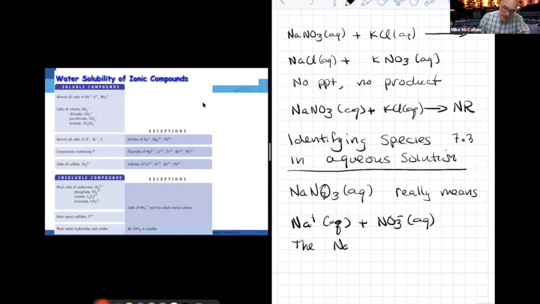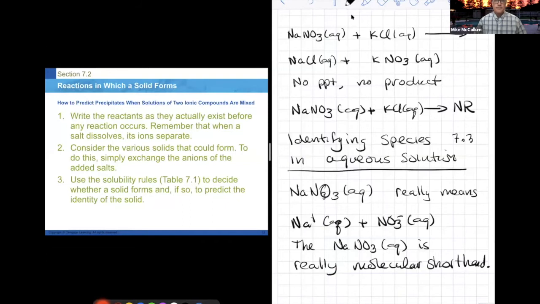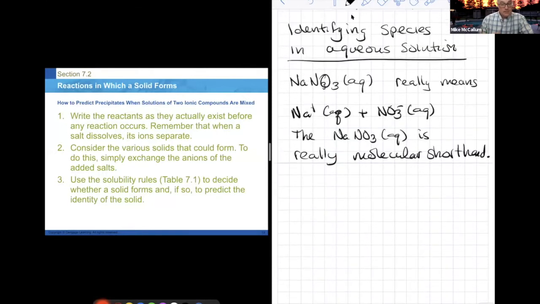So the NaNO3 is really molecular shorthand, right? It's easier to write. But what this means is we can see a little bit better what no reaction means. So let's go back, right?